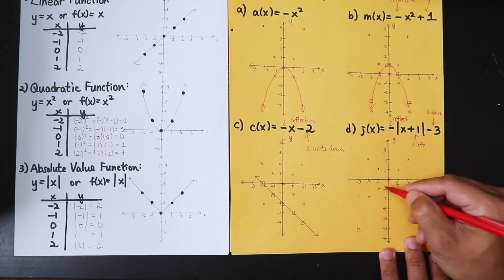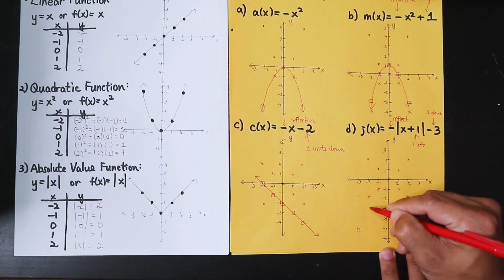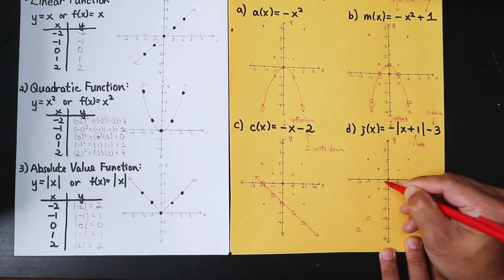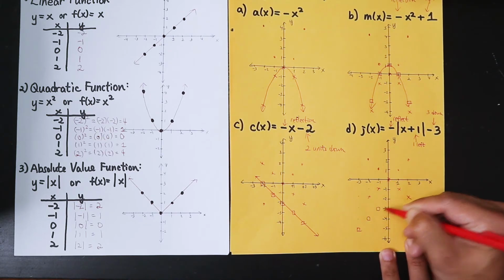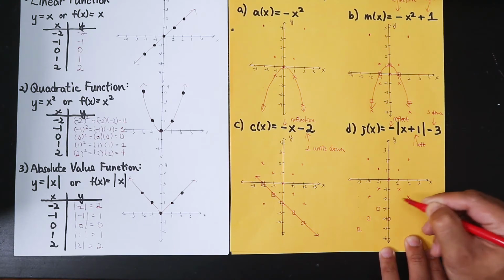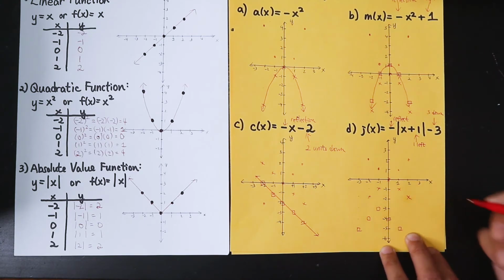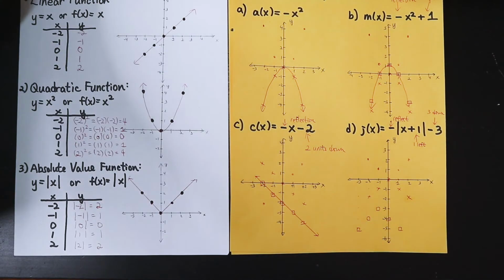And put a box. And for this cross, you move 1 left, down 3. And then for this cross, you move 1 left, down 3. And then for this cross, you move 1 left, down 3. And then for this cross, you move 1 left, down 3. Okay. You notice that again, it does not change the size and shape.